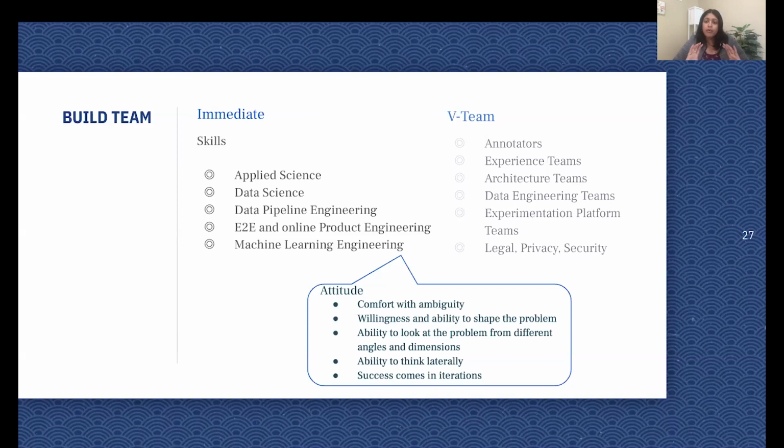But one very important part here is the attitude. I think incubation needs a slightly different attitude. There has to be comfort with ambiguity. There has to be willingness and ability to shape the problem in different ways, ability to look at them from different angles, different dimensions, think laterally, and having the mindset that success comes in iterations. It will not be that I built something and it's successful. No, everything is a build, test, validate, launch, iterate. And so people who are okay with that dynamic attitude do wonderfully in AI incubations.